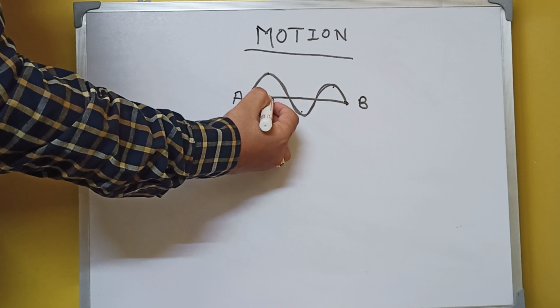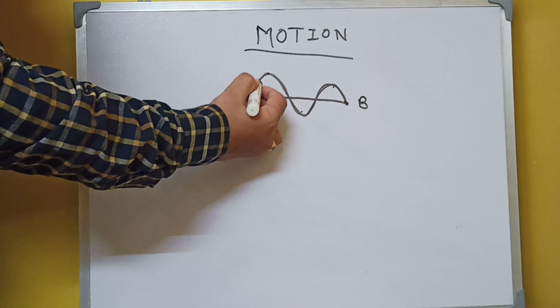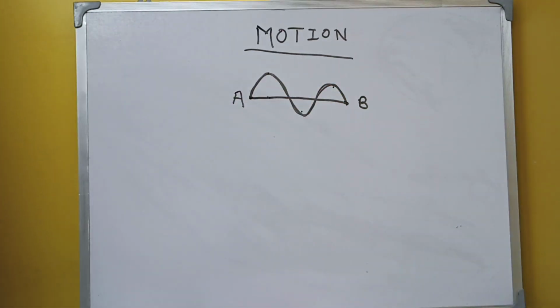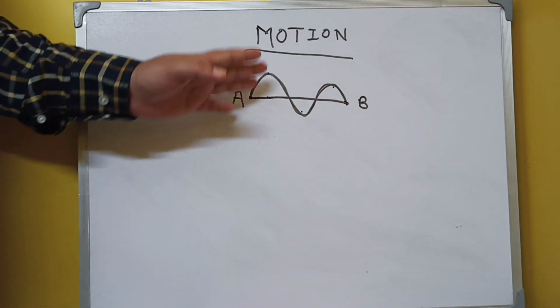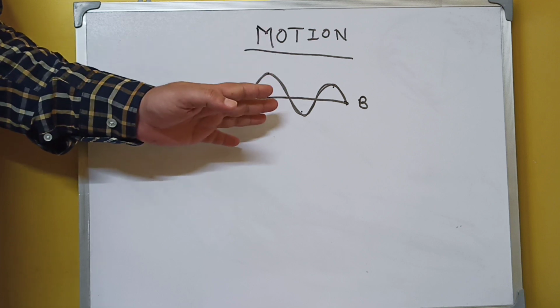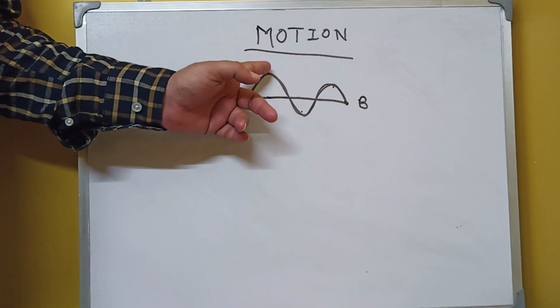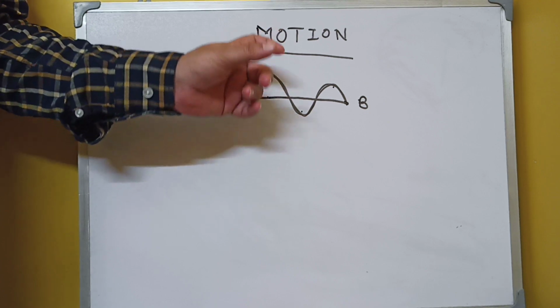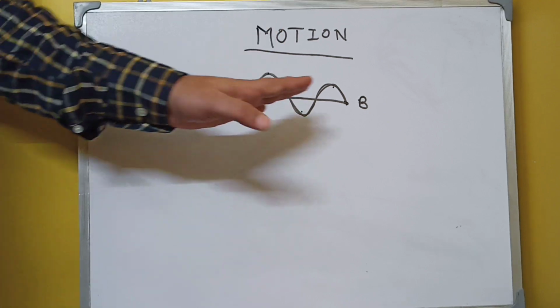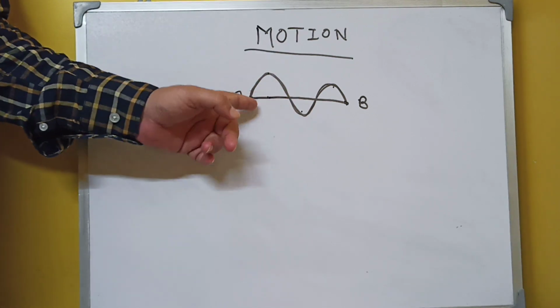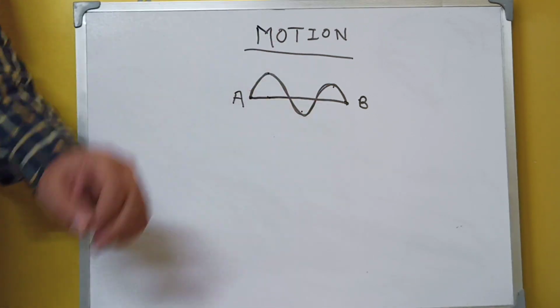Displacement is a vector quantity and distance is a scalar quantity. Vector quantity means which has direction as well as magnitude. But in the case of distance, it has only magnitude, no direction. That's why displacement is vector and distance is scalar.